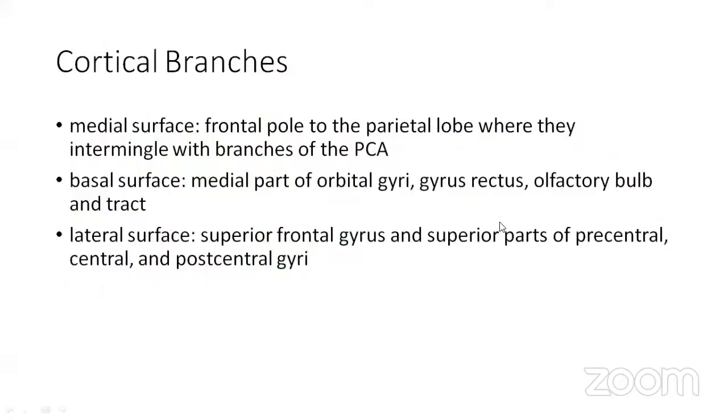Cortical branches. On the medial surface, from the frontal pole to the parietal pole, they intermingle with the branches of the posterior communicating artery. On the basal surface, they supply the medial part of the orbital gyri, gyrus rectus, olfactory bulb, and tract. On the lateral surface, they supply the superior frontal gyrus, and the superior part of the precentral, central, and postcentral gyri.